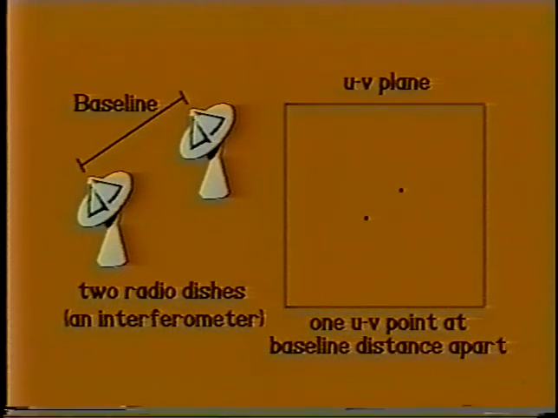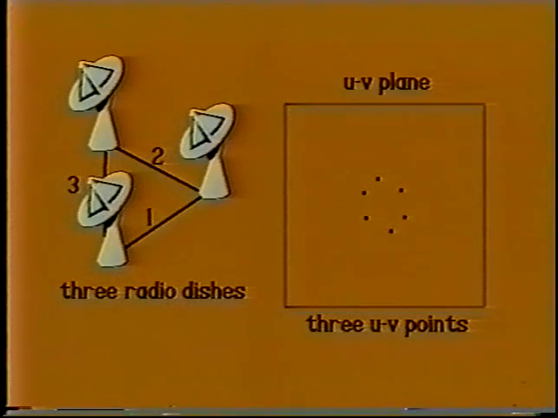Two dishes operating as an interferometer measure a point in the UV plane away from the center. The resolution is the same as a single dish with a diameter equal to the length of the baseline. Each baseline gives 1 point in the UV plane. 3 dishes give 3 baselines and 3 UV points. To get better UV coverage, we can use an array of antennas.